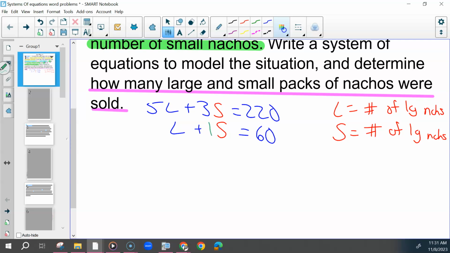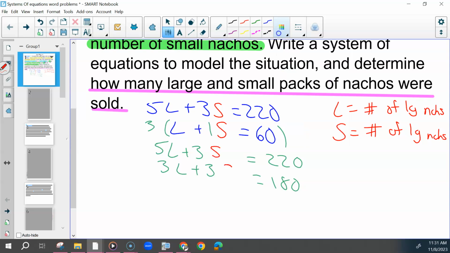So we need to make these the same. Right now this is 1, invisible, but it's 1. So to make these the same, I would multiply this entire equation by what? To make it the same as this? 3. So I can multiply this entire thing by 3. So we change this. I'm going to rewrite the first one and write the new one. Make sure you multiply the 60 as well, because if you don't, things get funky.